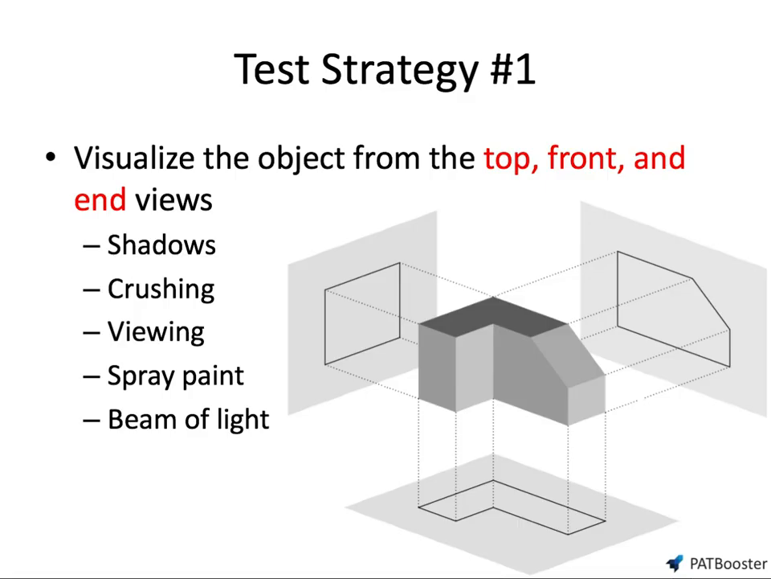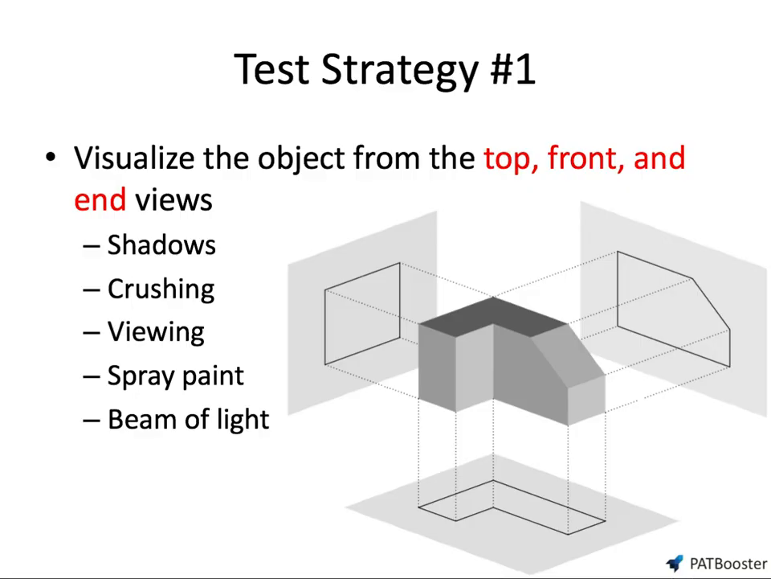Alright, so test strategy number 1 is to visualize the object from the top, front, and end views. Now the next section of the PAT, called top, front, end, is exactly the opposite. In Keyholes, we essentially break down a three-dimensional object into top, front, and end views in our head. In top, front, end, we build up a 3D object in our mind from the provided two-dimensional top, front, and end views. So keyholes and top, front, end are intimately related, and as you get better with one, you get better with the other. So how can we break down a three-dimensional object into its component views?